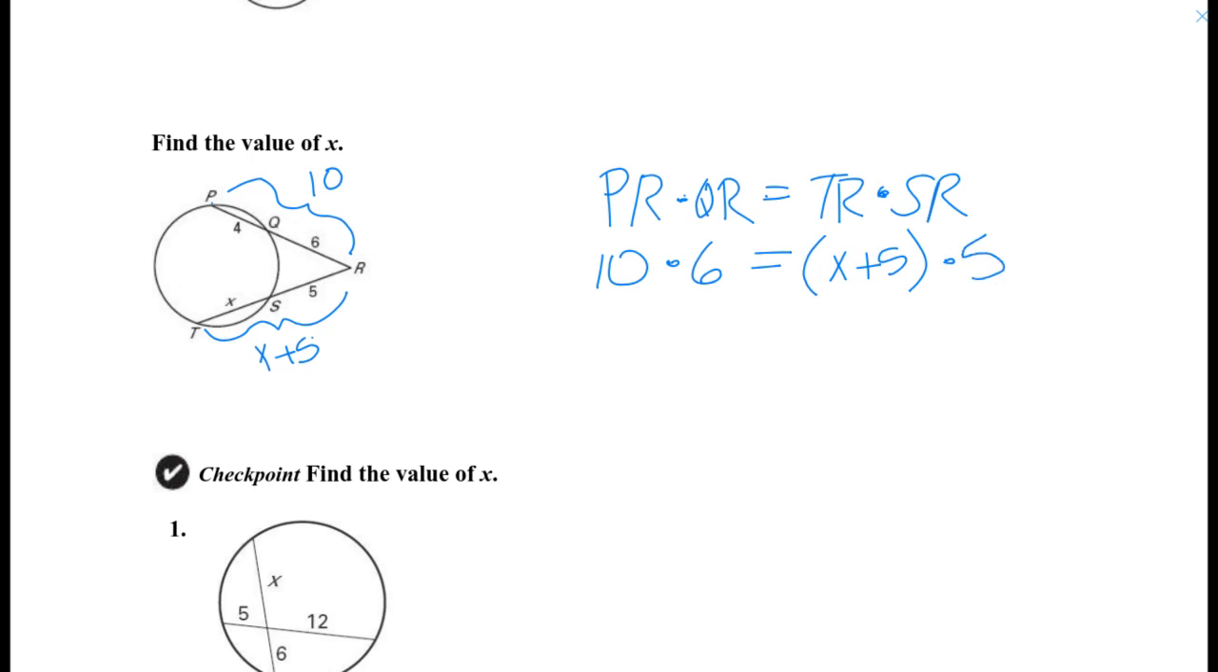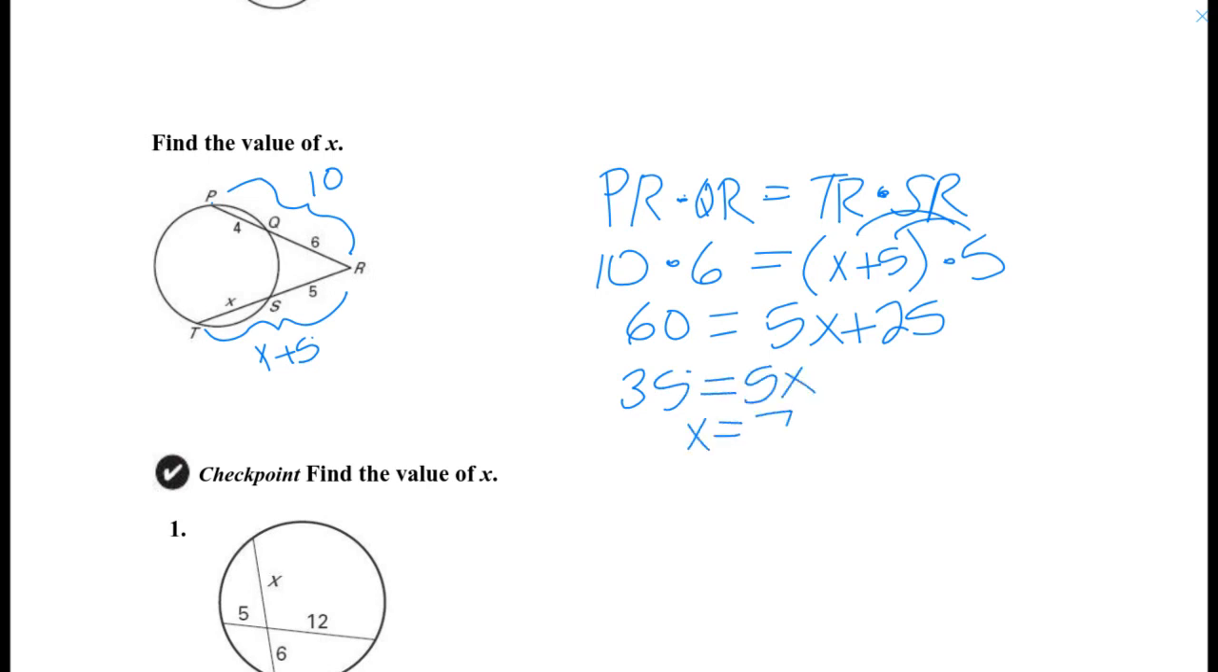We'll go ahead and multiply, distribute, and start solving for x. So 10 times 6 is 60. Other side, we're going to distribute that 5 through to get 5x plus 25. If we go ahead and subtract 25 from both sides, 35 is equal to 5x. Dividing by 5 would give us x equal to 7.